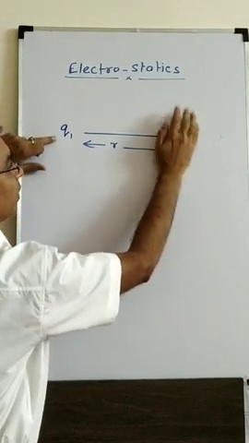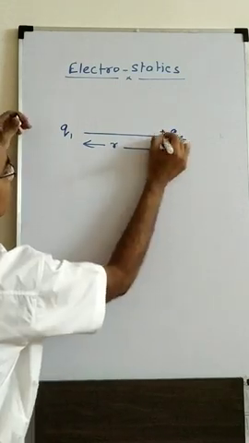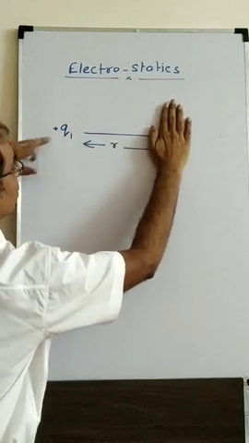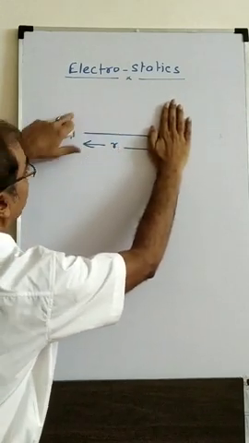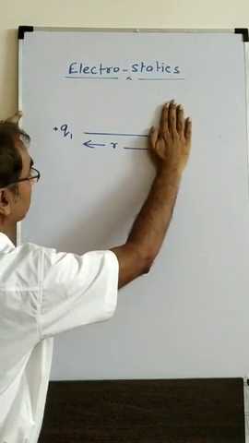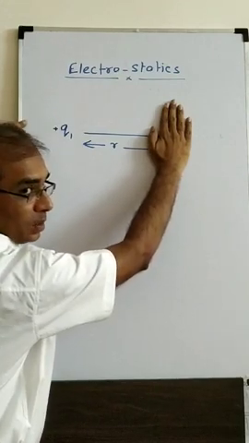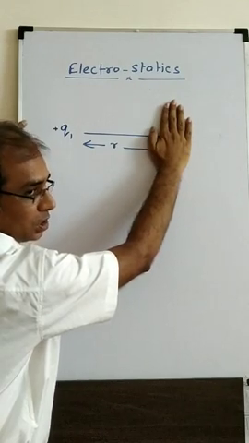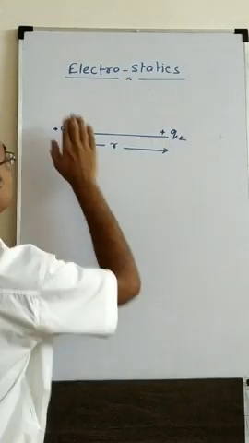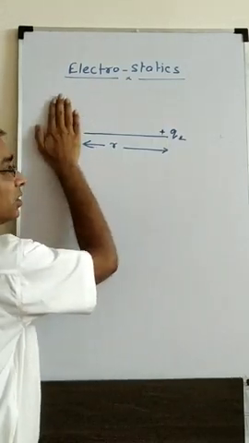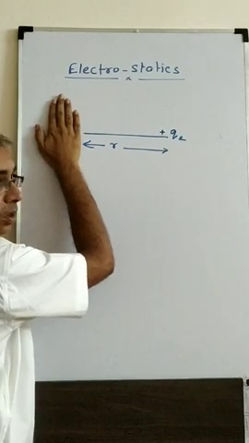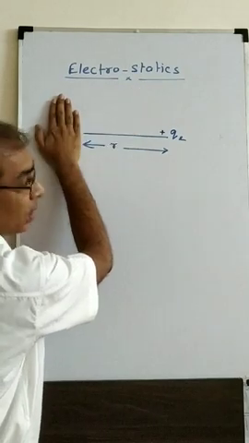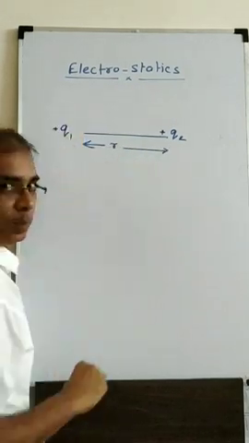What's going to happen? If I consider both are positive charges, what will happen? If I make one fixed, the other will move, either in this direction or in that direction. Since it's moving in the opposite direction, we can say that positive charges are going to repel each other. Now if I make this one fixed and that one free, that charge will go away. So two like charges are going to repel each other.